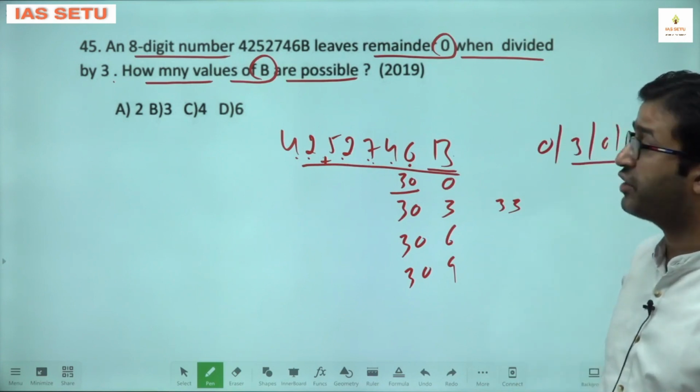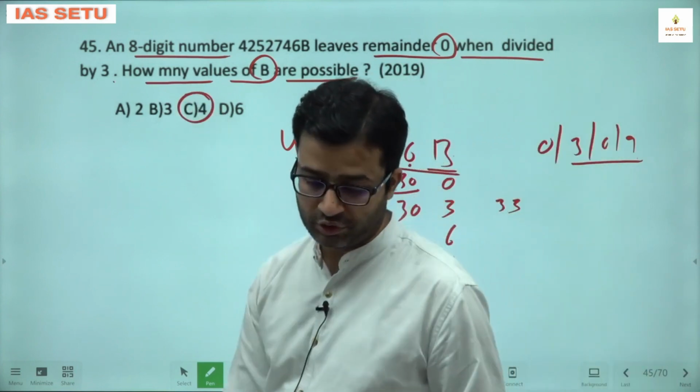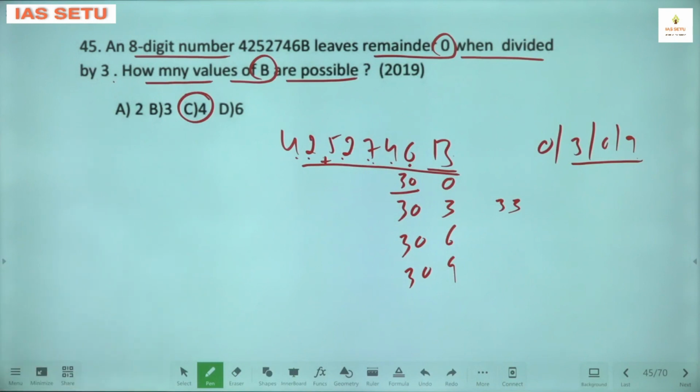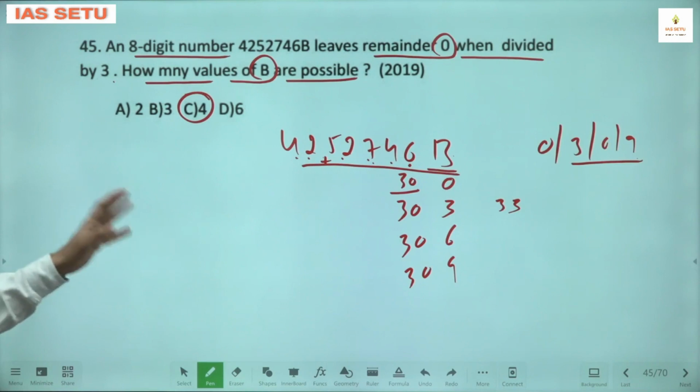So how many different values of B are possible? We have 4 different values possible: 0, 3, 6, 9. So this is the only catch. Students immediately start finding what B can be. Like here, they mark 3 is given, 6 is given, either they mark 3 or 6. So B can be 3, 6, 0, 9. So 4 different values of B are possible here. Next question.